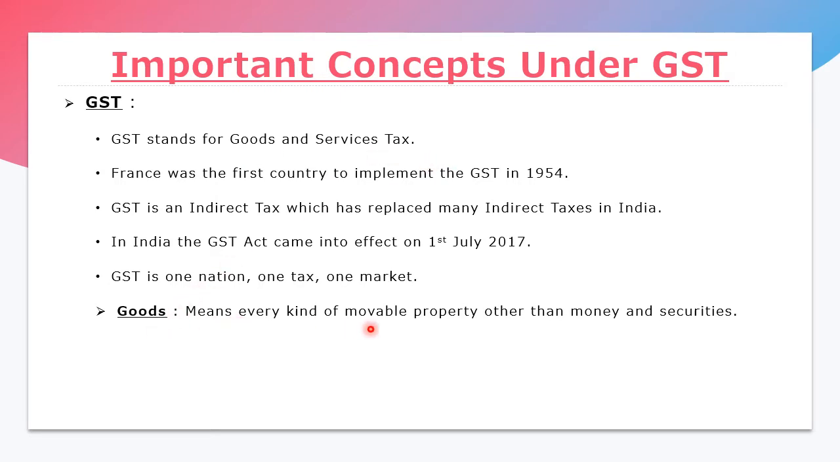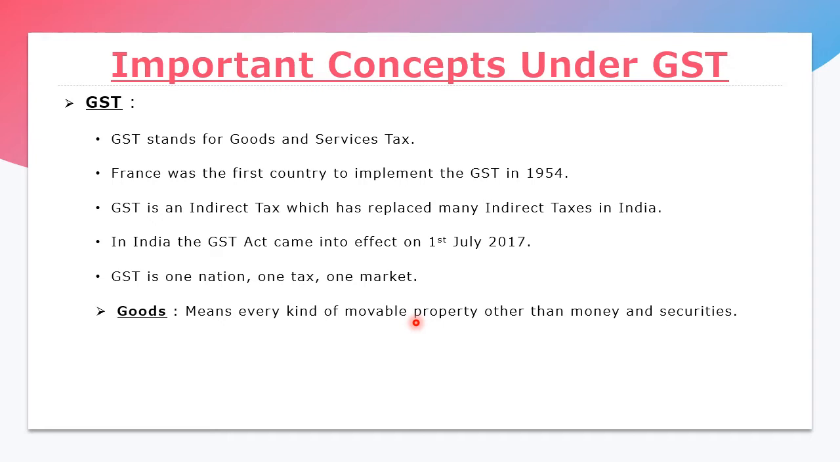Goods means every kind of movable property other than money and securities. So goods means every kind of movable property, all the goods which we can move from one place to another place. जो भी goods हम लोग एक जगह से दूसरी जगह पर ले के जा सकते हैं, that is called goods. और किसको छोड़ के? मनी एंड सिक्योरिटीज. Whatever securities have been given to us and whatever money is there, उसको छोड़ के जो भी गुड्स आप ले के जाते हो, मूव कर सकते हो, उसे कहते हैं गुड्स.